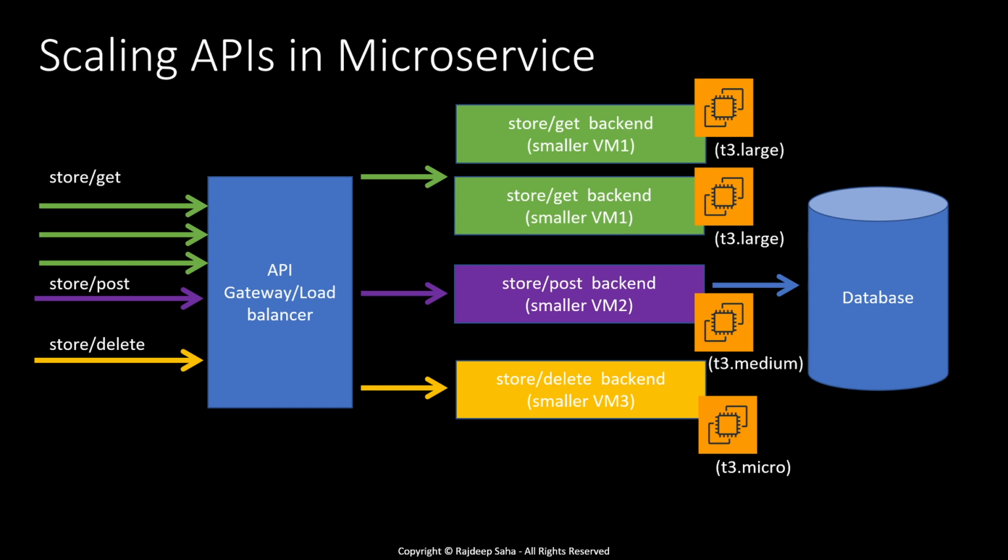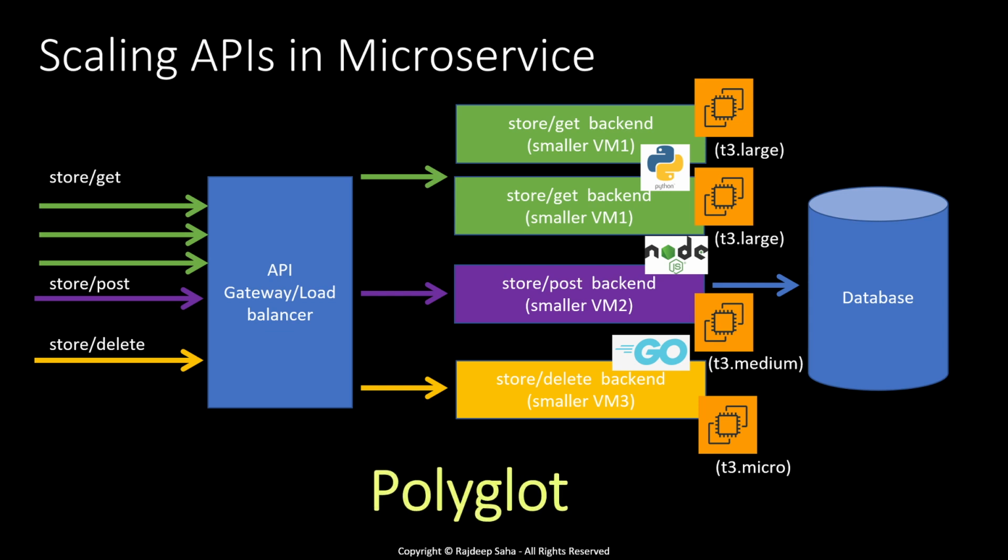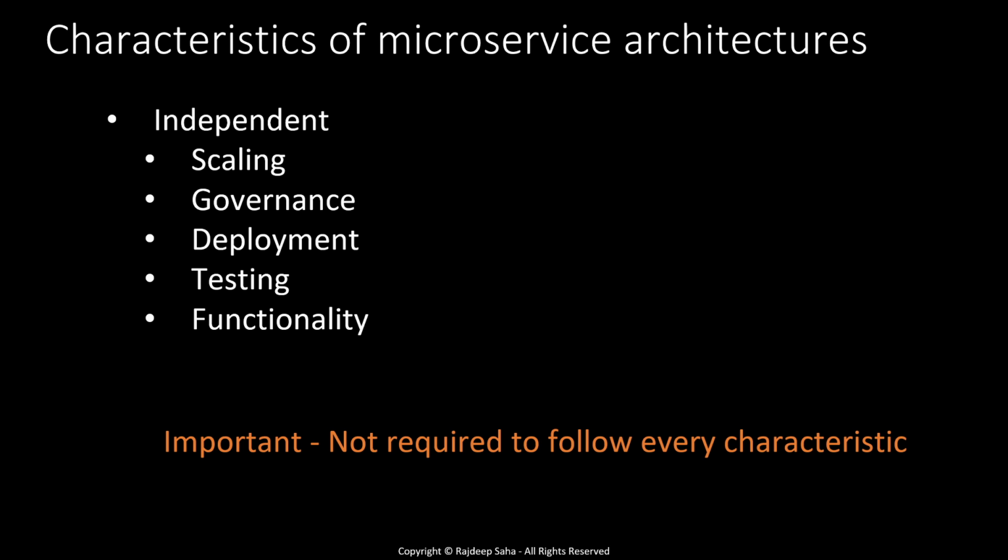Another advantage of using microservices is that since all these backends are independent of each other and could be maintained by different teams, these microservices can be written in different programming languages. So the store/get could be written in Python, the store/post backend could be written in Node.js, and the store/delete backend could be written in Go. There is a fancy name for this feature. We call it polyglot.